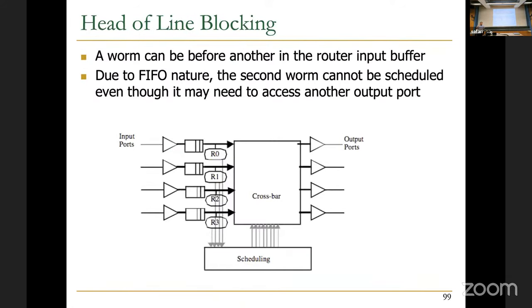So this is more information about head of line blocking. A worm can be before another in the router input buffer. Due to the FIFO nature, the second worm cannot be scheduled, even though it may need to access another, potentially free, output port.